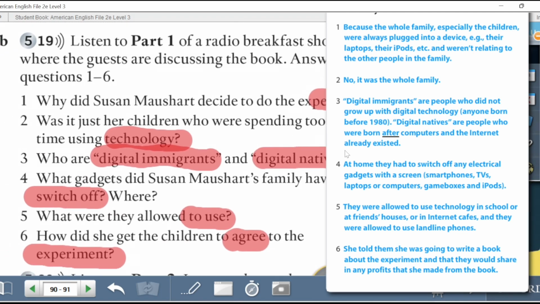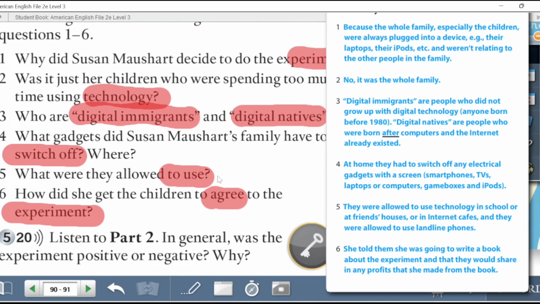Number 3, digital immigrants and digital natives. Digital migrants are people who didn't grow up with digital technology, anyone born before the 1980s. And digital natives are people who were born after computers and the internet already existed.